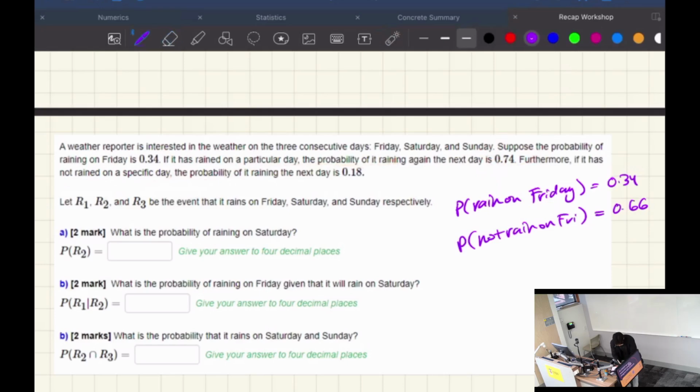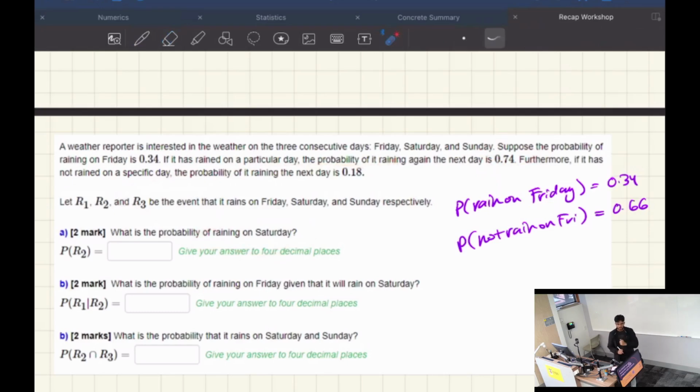Okay, so R1, R2, R3. This is if it does rain on Friday, does rain on Saturday, and does rain on Sunday. Alright? Okay, what's the probability of it raining on Saturday?